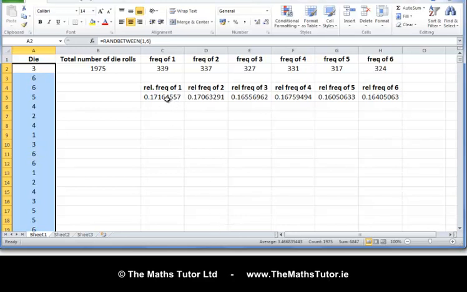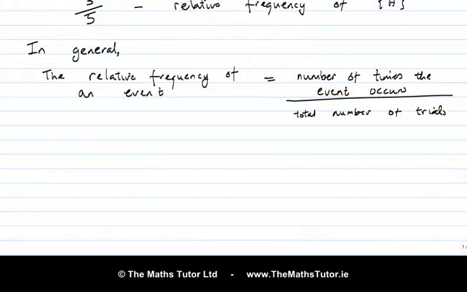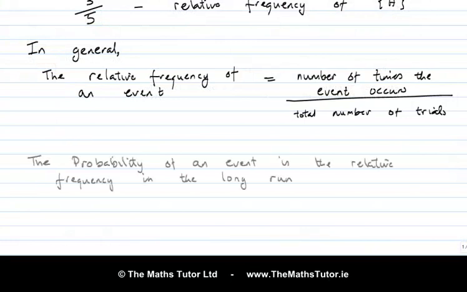So this leads to the idea of probability. The probability of an event is the relative frequency in the long run. So let me write that down. The probability of an event is the relative frequency of the event in the long run. In other words, as we take more and more trials, we expect the relative frequency to settle down to some particular number, and that number is the probability of the event.